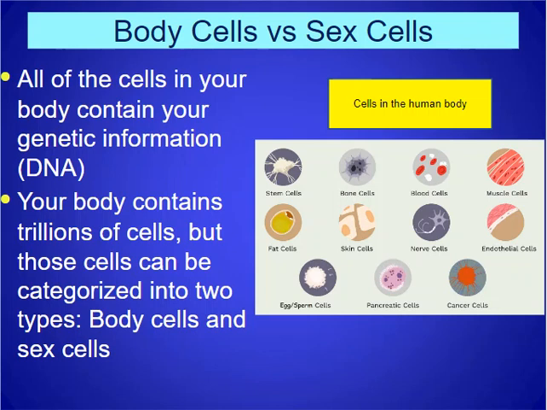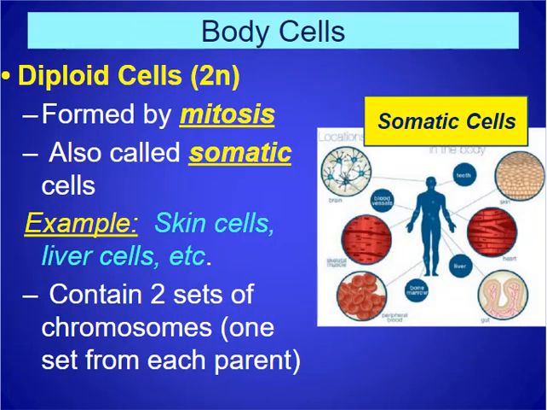Last class we talked about mitosis, which is your body cells. All of the cells in your body contain genetic information. Your body contains trillions of cells, but those cells can be categorized into two types: body cells and sex cells. Body cells are diploid, meaning they're a complete cell. They have both halves of the DNA. Body cells are formed by mitosis. Another word for body cell is somatic cells. These include things like skin cells, liver cells, hair cells, nail cells. These are all body cells.